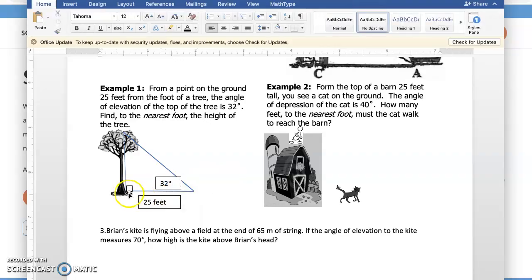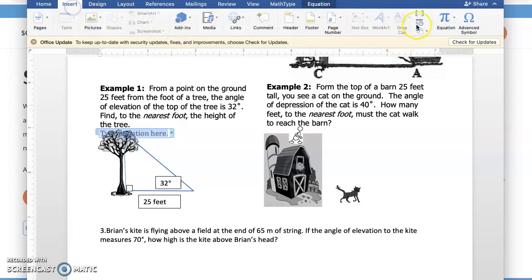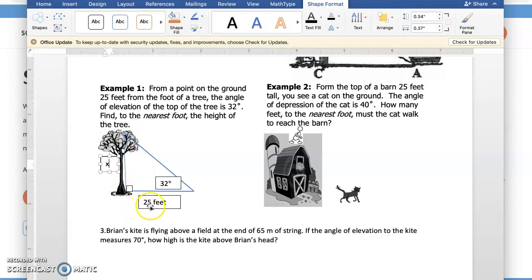Okay, so we have a base of 25 feet and an angle of elevation of 32 degrees, and it wants us to find the height of the tree. So that means this height can be represented by, let's just call it X. I'm going to put another text box to show what side I'm specifically talking about, which is this height of the tree right here.